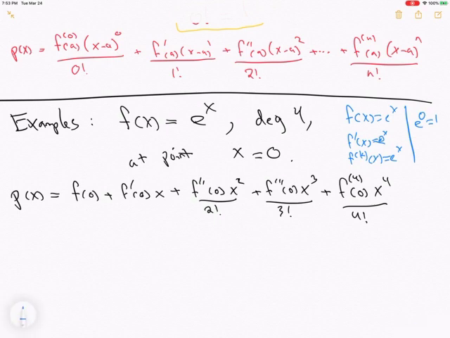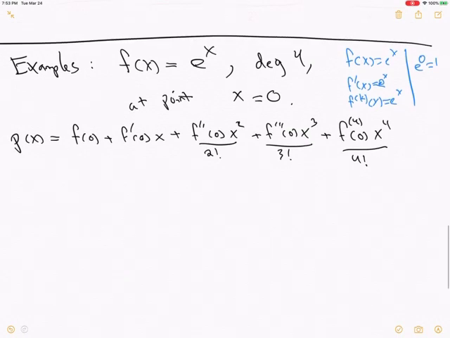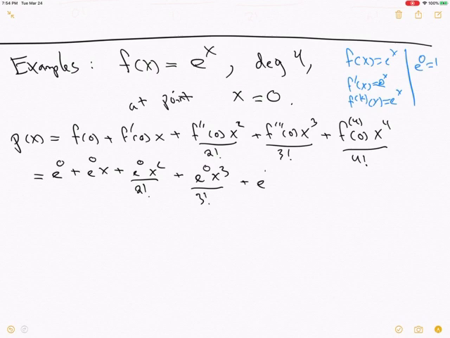So the degree 4 Taylor polynomial is, I'll just write it down. This is e to the 0 plus f prime at 0, that's also e to the 0, times x, plus f double prime at 0, that's also e to the 0, times x squared over 2 factorial, plus f triple prime at 0, that's also e to the 0, times x cubed over 3 factorial, and the fourth derivative here is also e to the 0, times x to the 4 over 4 factorial. So the calculation is just in blue over here.